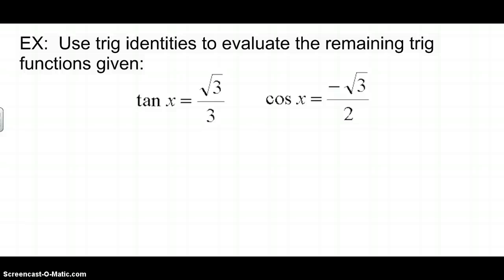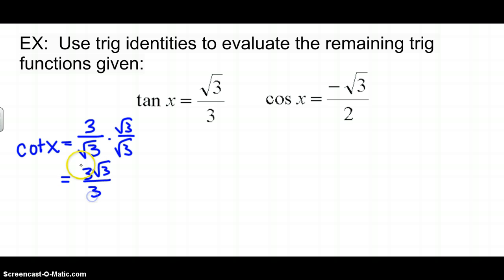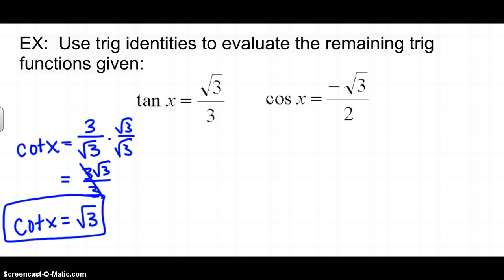So now we want to use these trig identities to evaluate our trig functions. So we're looking for the remaining functions, knowing that tangent is square root of 3 over 3, and cosine is negative root 3 over 2. So I think the first ones that are the easiest to find would be the reciprocal functions. So the cotangent of x is going to be equal to 3 over the square root of 3, because tangent and cotangent are reciprocals. We want to rationalize that. Always rationalize. Simplest answers. Those are going to cancel. Cotangent of x will be equal to the square root of 3. Alright, so 1 down, 3 to go.